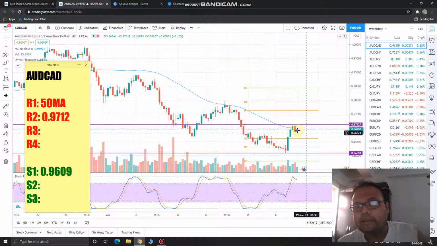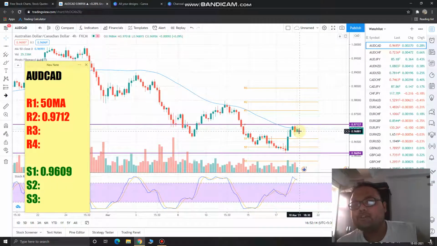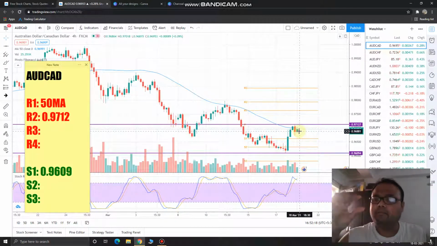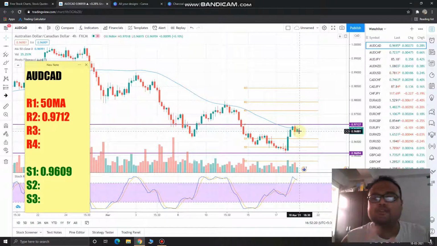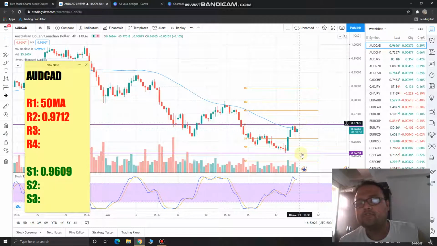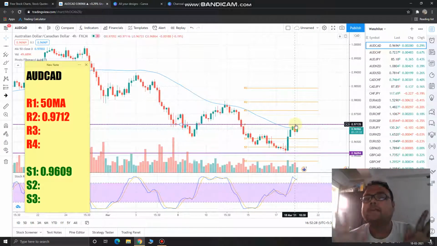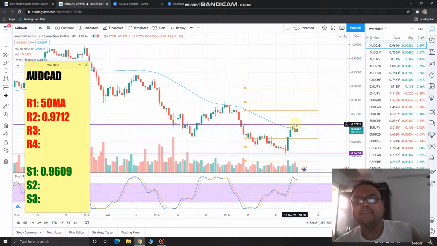So if market gives you a clear price rejection, or a big red candle, you can short the market here, or at the R2 level, and this will be your target. Let's wait and watch. So this is the simple strategy that you can follow for Australian dollar, Canadian dollar for 18th March 2021. You'll be seeing me again tomorrow with the analysis for 19th March.